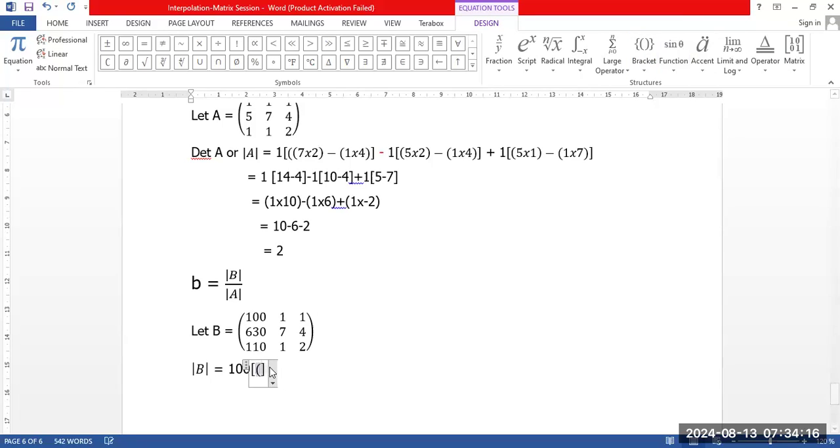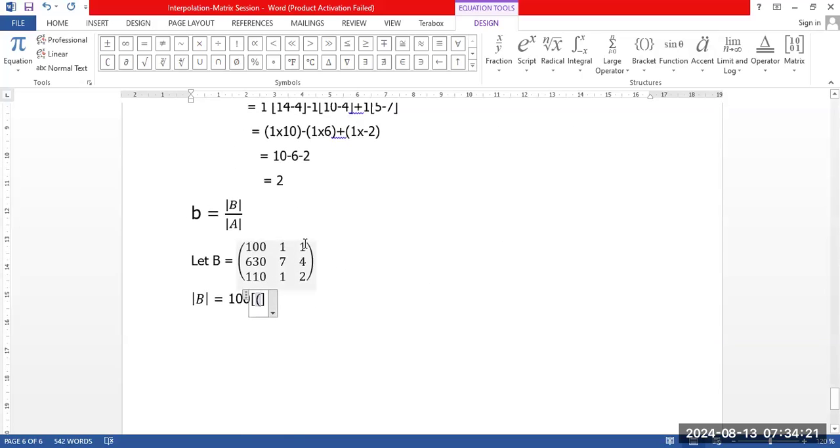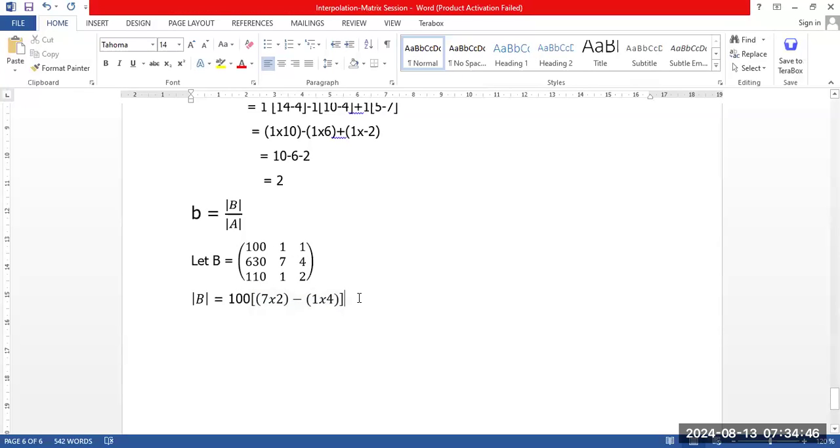Here, which one are we hiding? We are hiding the first row and the first column. So we are left with what? 7 times 2. Then minus, open bracket, 1 times 4, close bracket. Next, remember you start with positive, then followed by negative. So once you write negative, write the figure you have here, which is 1.